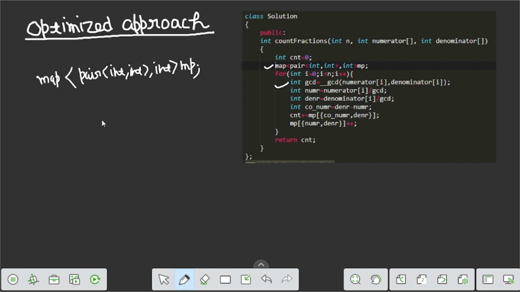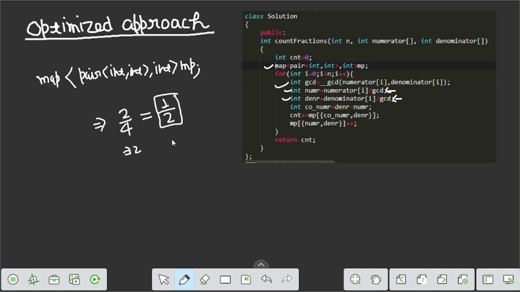Let's suppose the fraction is 2 by 4, then we simply calculate the GCD of numerator and denominator and divide the numerator and denominator by the GCD. The GCD of numerator and denominator is 2, so we divide the numerator by 2, which gives 1, and divide the denominator by 2, which gives 2. So the simplified fraction is 1 by 2.